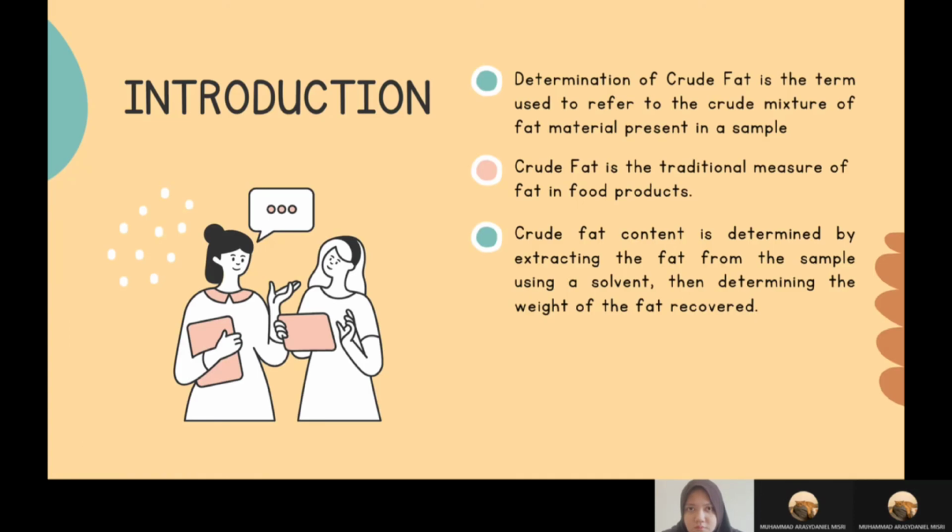As per introduction, determination of crude fat is the term used to refer to the crude mixture of fat material present in a sample. Crude fat is a traditional measure of fat in food products. Crude fat content is determined by extracting the fat from the sample using a solvent, then determining the weight of the fat recovered.